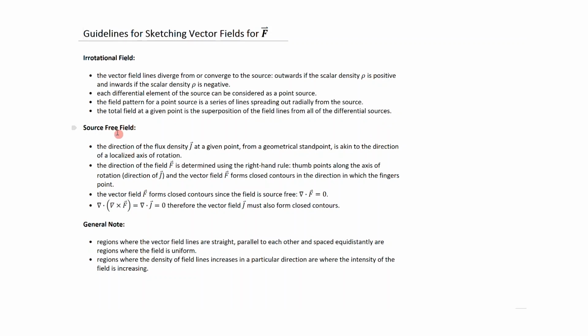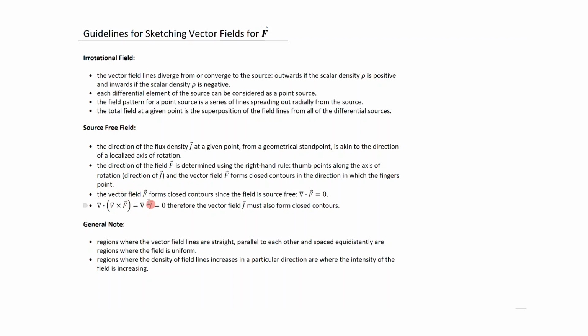For a source-free field, the direction of the flux density J at any given point, from a geometrical standpoint, is akin to the direction of a localized axis of rotation. Secondly, the direction of the field is determined using the right-hand rule, which means that the thumb points along the axis of rotation, which is the direction of J, and the vector field F forms closed contours in the direction in which the fingers of the right hand point.